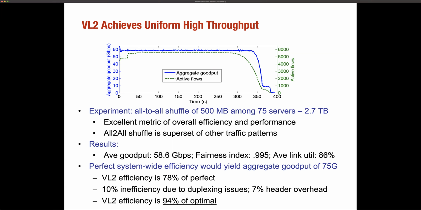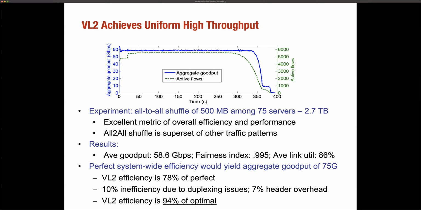And there are different theoretical metrics that they came up with about what should theoretically be the efficiency of such a network, and how efficient or inefficient this solution is. Then they quantified it, and they found that VL2's efficiency is 94% of the optimal, which is a very, very good result, right?